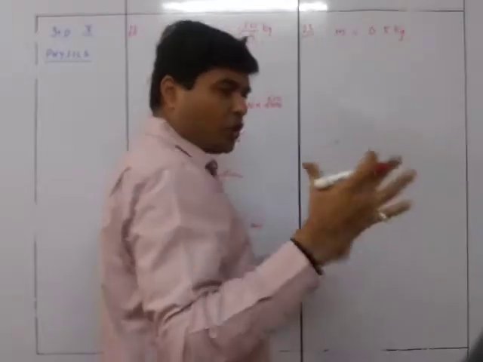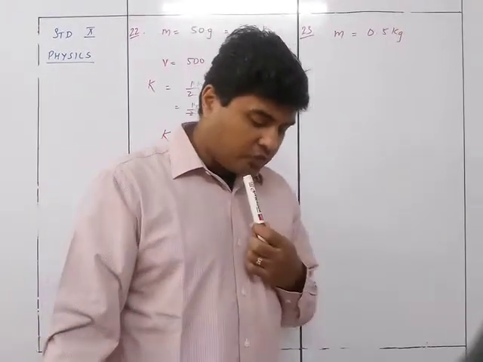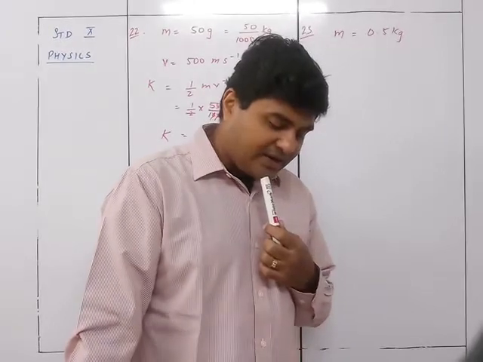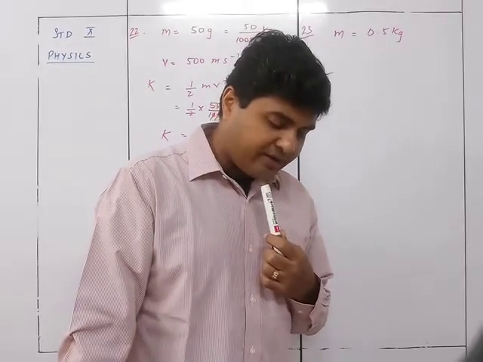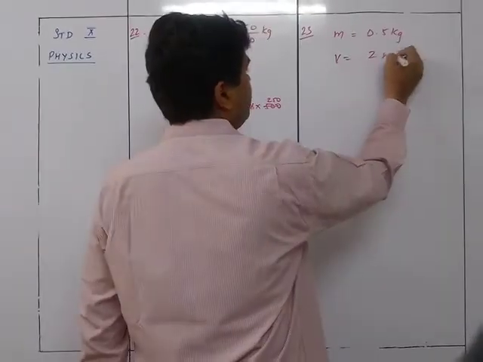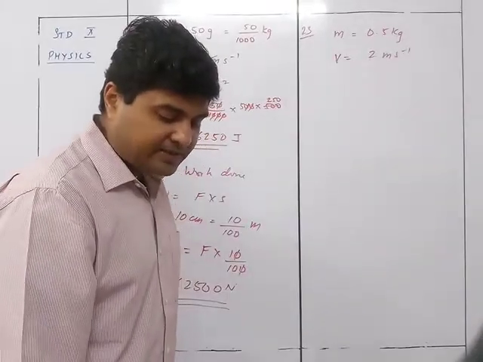So the spring is compressed by a mass of 0.5 kg lying on a smooth horizontal surface as shown in the adjacent figure. When the trolley is released, it is found to move at a velocity of 2 meter per second. So the velocity is equal to 2 meter per second. What potential energy did the spring possess when compressed?